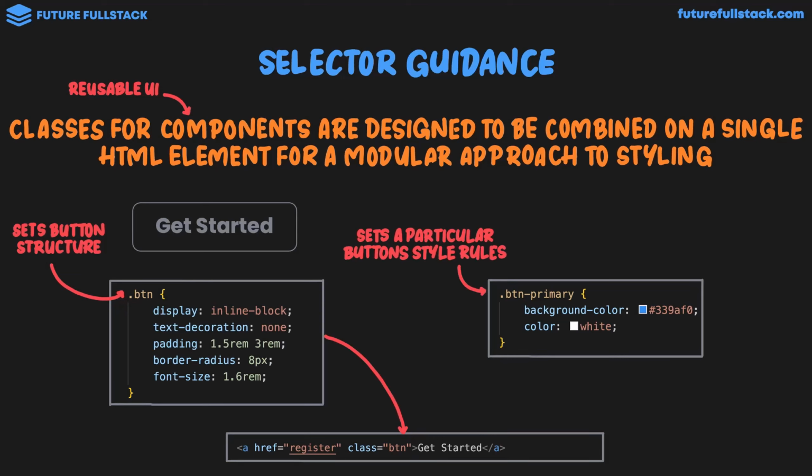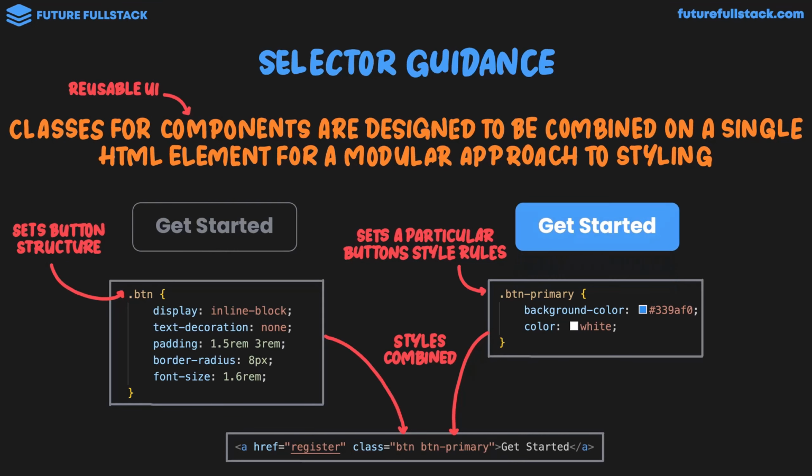We would then add this class in addition to the previous class to our anchor tag. So the styles are combined, and our class attribute is button btn and button primary. This would then give us our blue button with white text. And again, the structure of the button is from the btn class, whereas the specific styling of the background color and white text is from our btn-primary class.